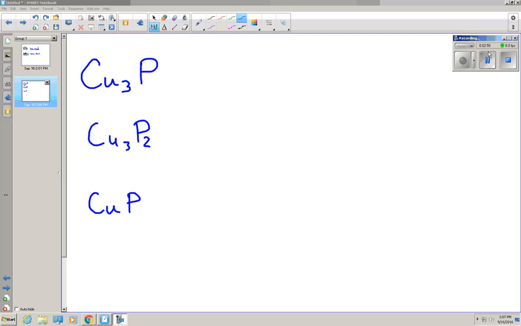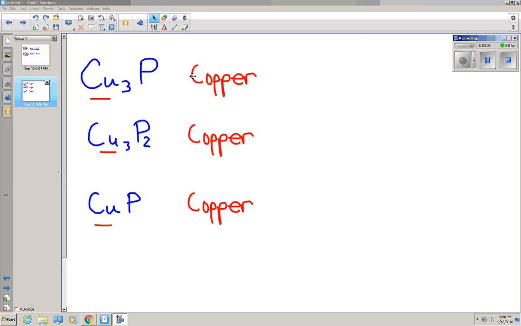Okay, let's take a look at these three compounds. Now, these are three interesting compounds. I've got copper. If you remember, copper is the element Cu. Copper in each one of these. So the first word for each one of these compounds is going to be copper. So I'm going to go ahead and fill that in. All right, we're back. So the first name is copper for each one of them.